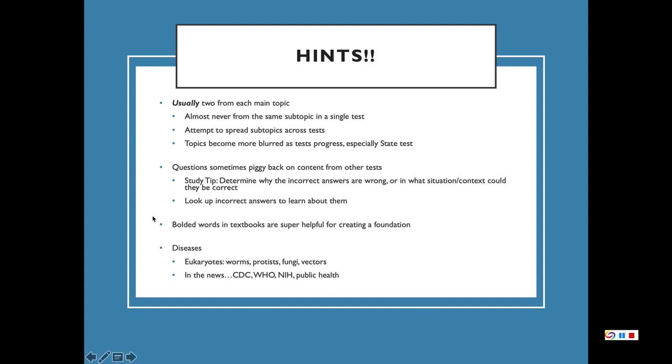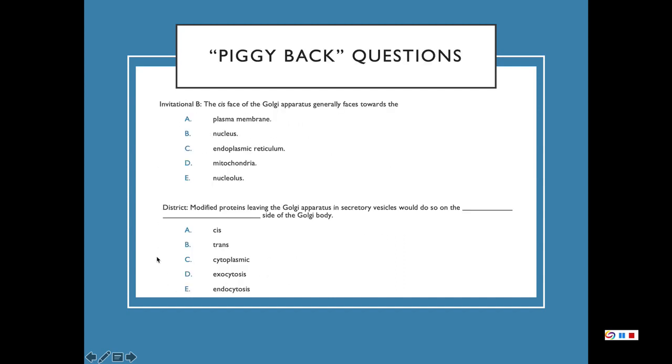Just a reminder, bolded words in textbooks are helpful. They create a foundation. Once you have that foundation, which will get you into the invitational tests, then understanding the concepts around those bolded words will increase your knowledge in that particular content area. And this year, again, we're going to focus on the eukaryotes as the disease, and there will still always be an in the news.